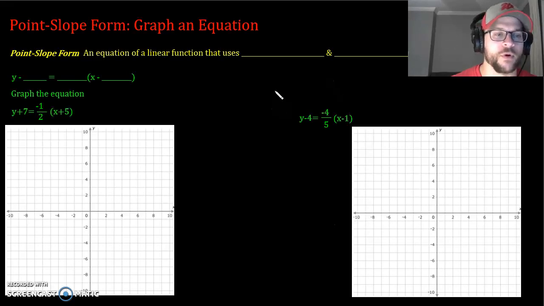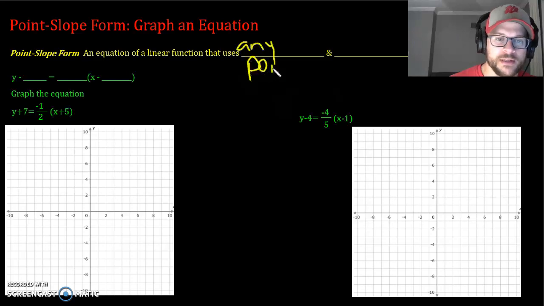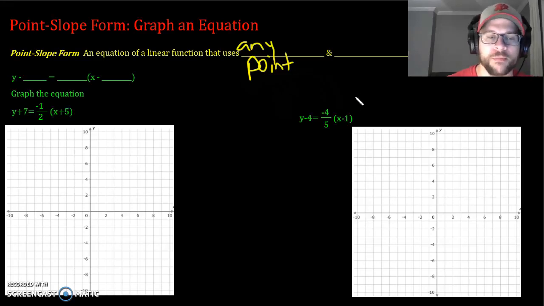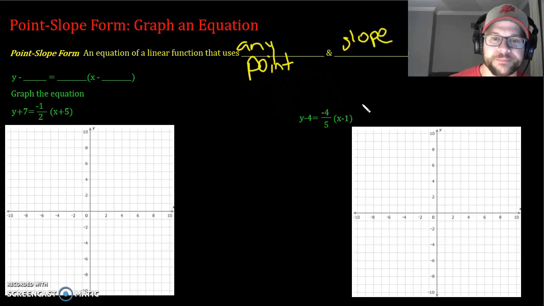So point-slope form is an equation of a linear function that uses the two things that make up the name. It's any point. It doesn't have to be your y-intercept like in slope-intercept form, and the slope. Just those two things you're going to need in order to graph. So your basic form of your equation is a little bit different. The y is not by itself.